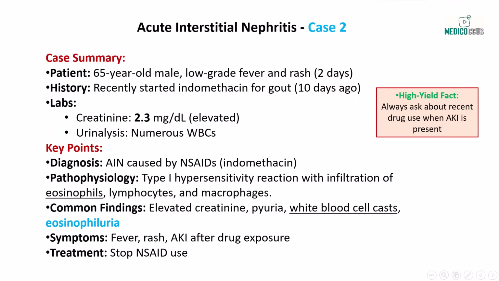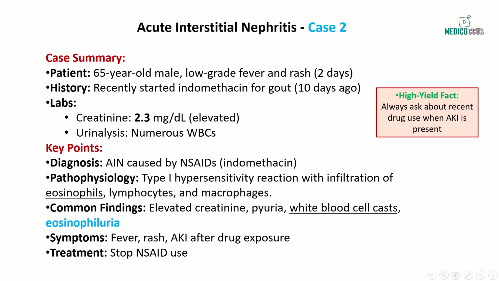A 65-year-old man comes in with a 2-day history of low-grade fever and rash. He has no other systemic symptoms, but he started taking indomethacin for gout 10 days ago. His serum creatinine is elevated at 2.3 milligrams per deciliter, and his urinalysis shows numerous white blood cells. This, again, points us towards acute interstitial nephritis induced by non-steroidal anti-inflammatory drugs.